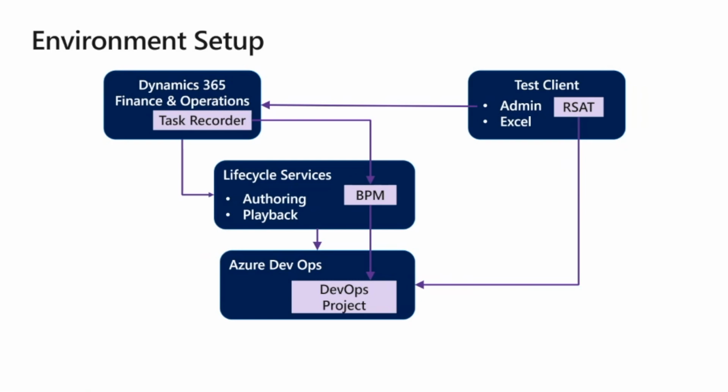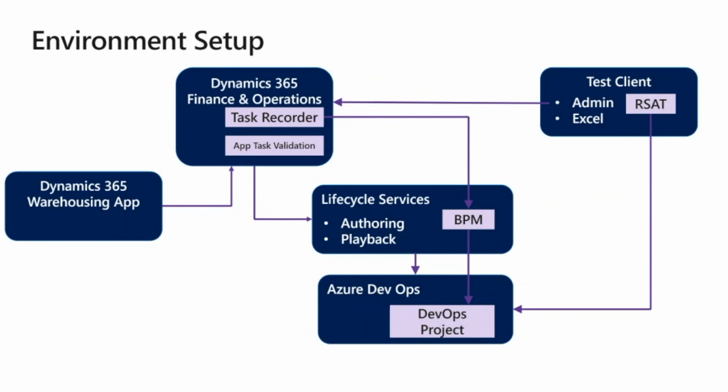Again, this is just a quick review of the components involved in the overall RSAT topology. The RSAT TechTalk will have more detail on each of these steps. The app task validation framework plugs into this overall collection of tools. As we have seen, it allows the warehouse mobile app to interact with Dynamics, and the app task validation framework itself acts as the bridge between the core task recorder and the rest of the existing tools you've already seen in play.